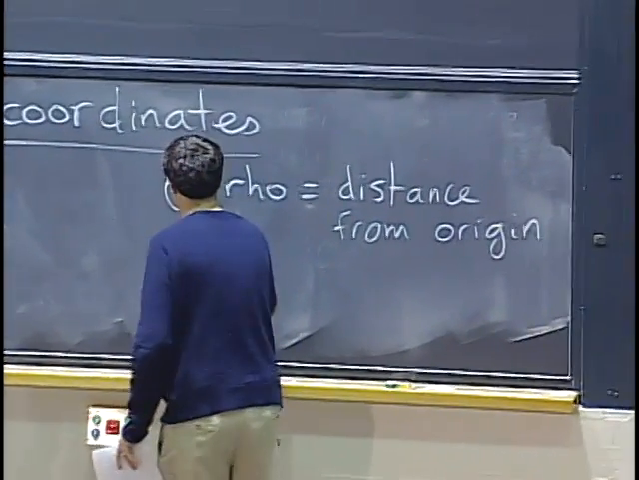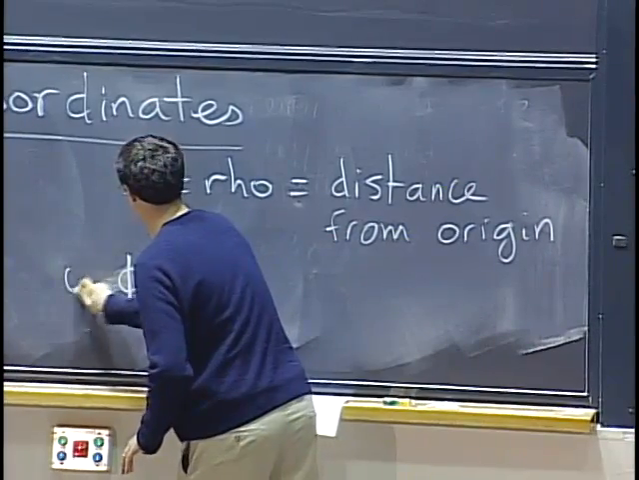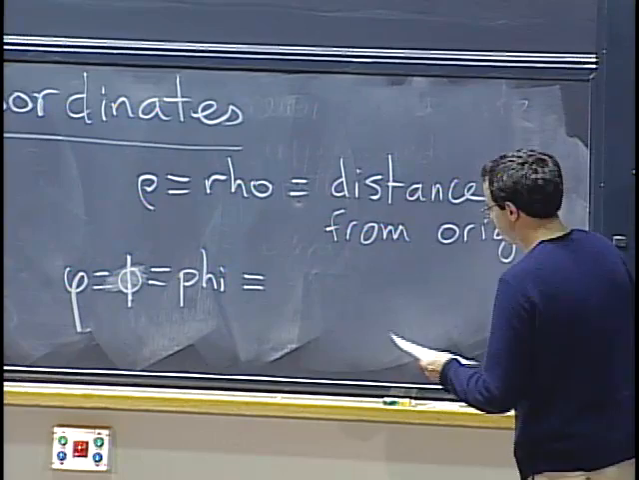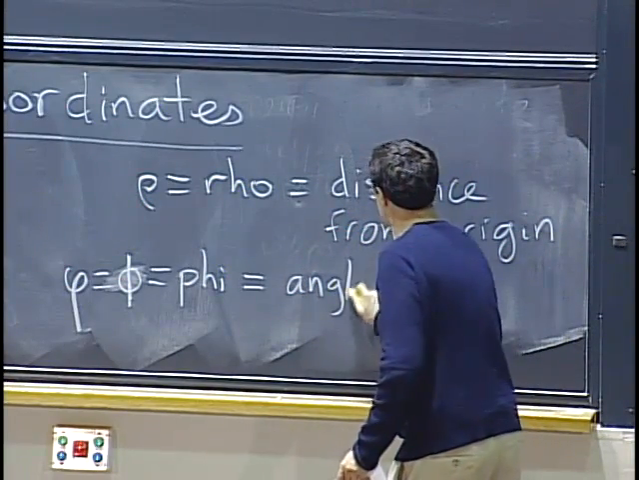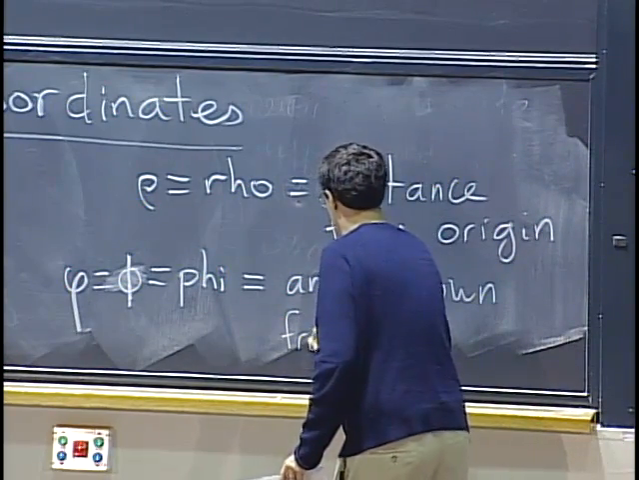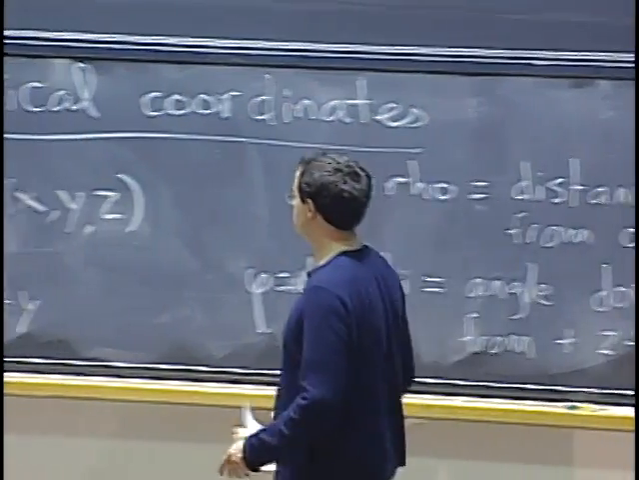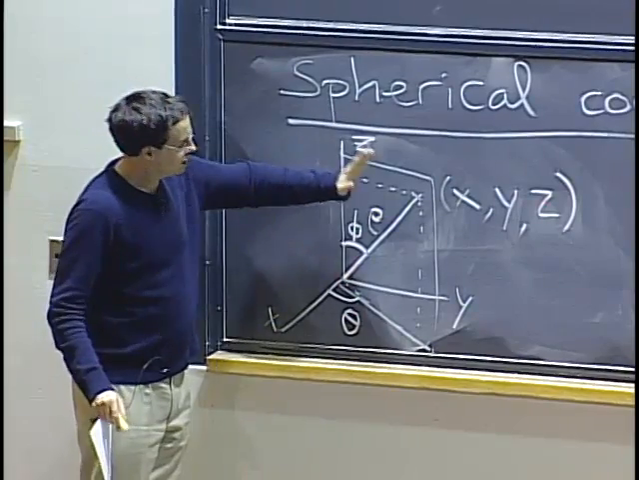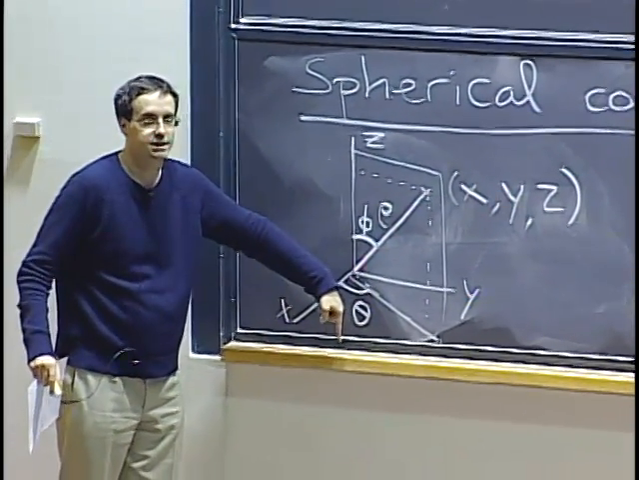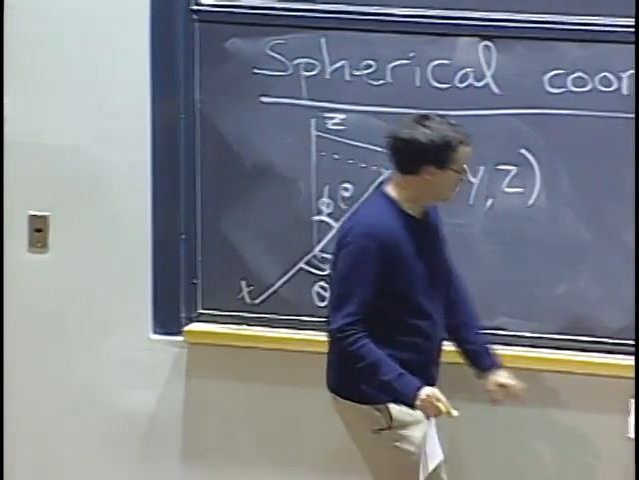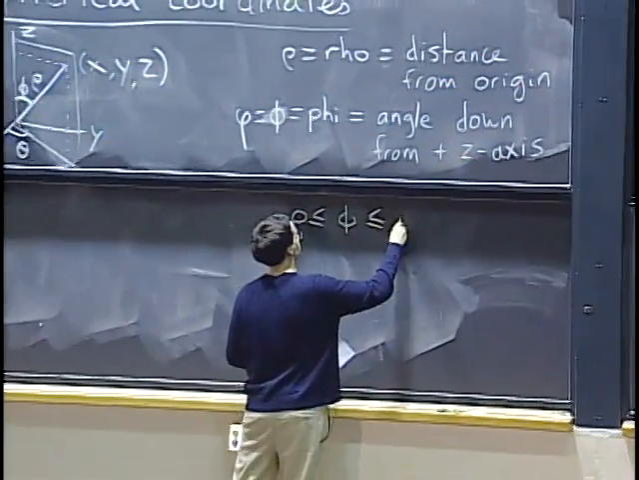Okay, so phi, let me do it better. There's two ways to draw the letter phi, by the way, and I recommend this one because it doesn't look like a rho, so that's easier. That's the angle that you have to go down from the positive z-axis. And so that angle varies from 0 when you're on the z-axis, increases to pi over 2 when you're in the xy plane, all the way to pi, or 180 degrees, when you're on the negative z-axis. It doesn't go beyond that. Okay, so phi is always between 0 and pi.